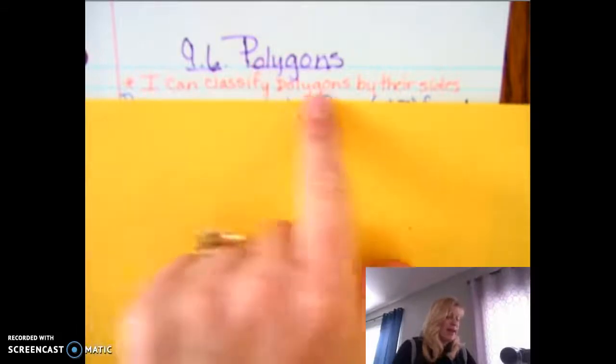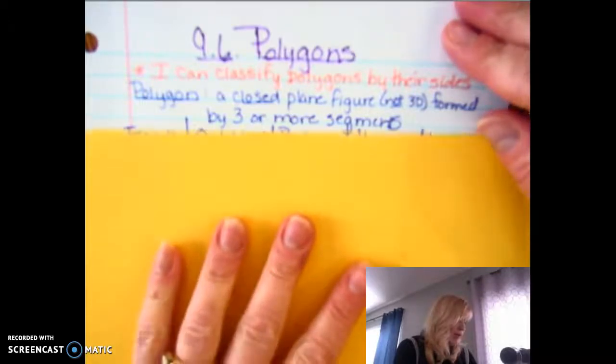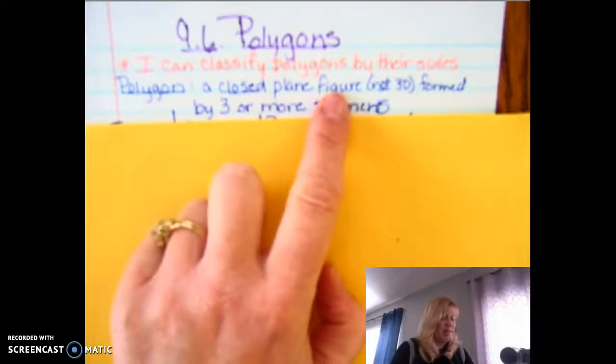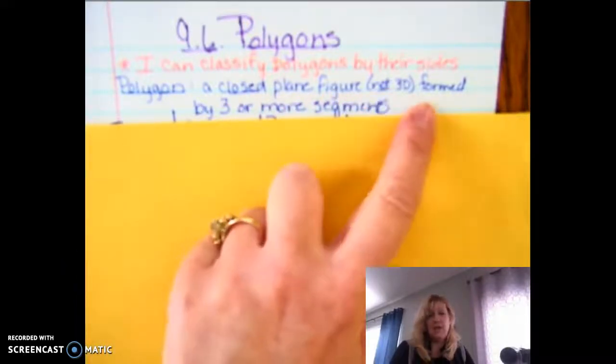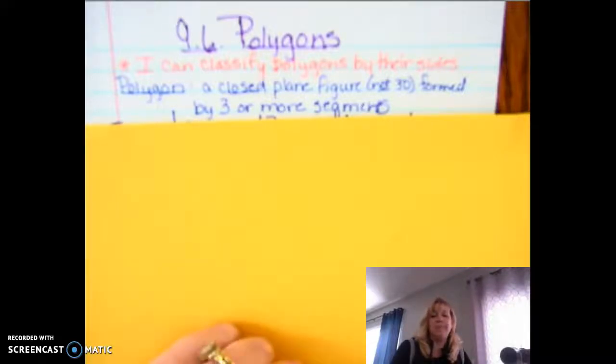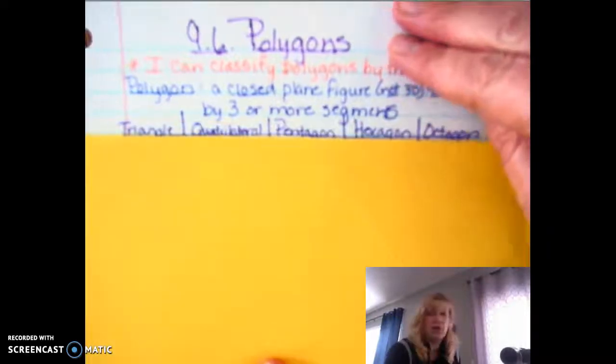I can classify polygons by their sides. So let's talk about the definition of polygon. A polygon is a closed plane figure, which means that it's not 3D, formed by 3 or more segments. So is a circle a polygon? No, it's not. It is not formed by 3 or more segments. It's one and it has curved lines, and segments cannot have curves in them. So it can't be like an ice cream cone with the ice cream on top. It has to be a triangle.